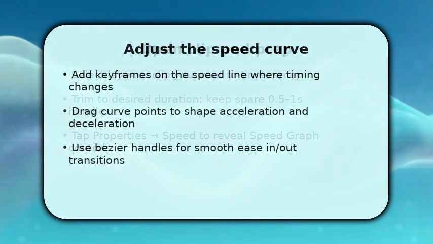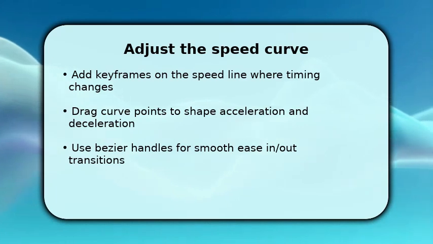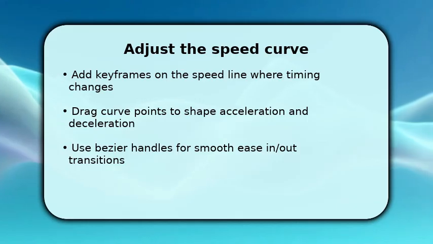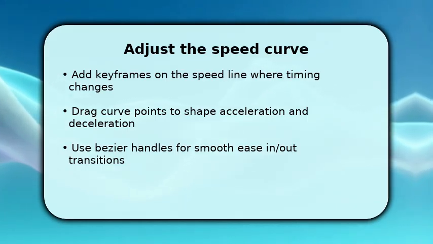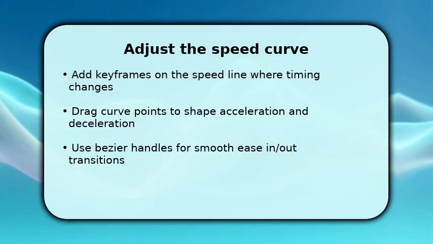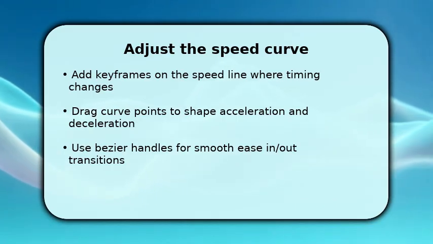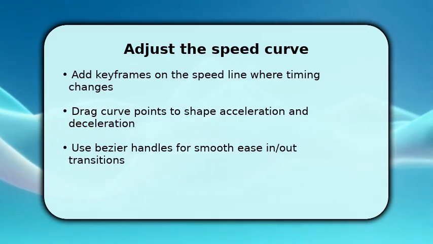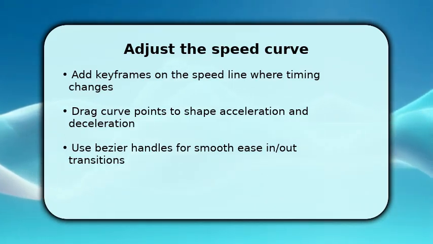Now you add keyframes on the speed line where you want timing shifts, placing one before and one after each action. Then drag the curve points up to speed up or down to slow. Vertical movement changes playback rate while horizontal moves reposition timing. Use Bezier handles to smooth the in and out of each segment and preview repeatedly to refine.